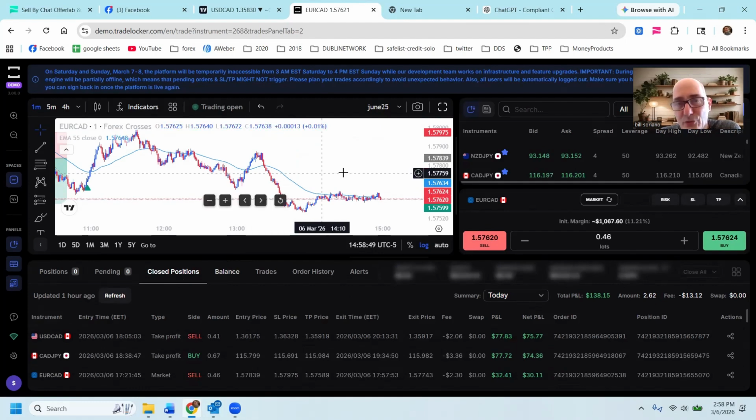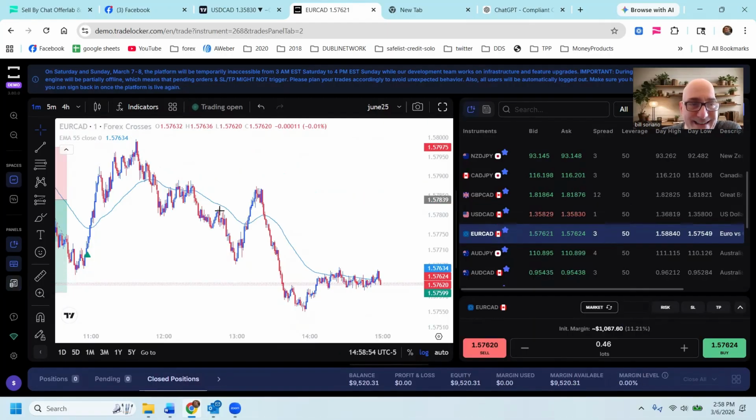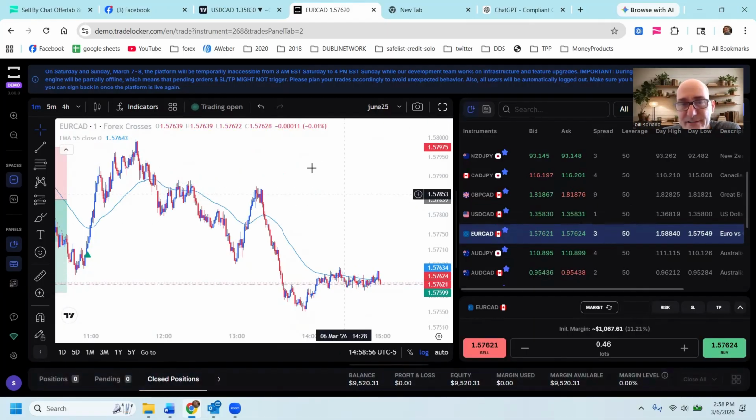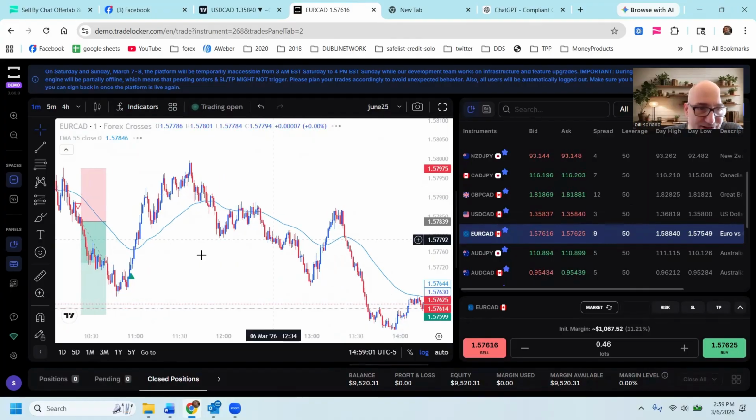And usually I don't do that. And I told you guys not to do that. You're supposed to hold them. But every once in a while, I see some type of price action that tells me that there is no reason to stay in this trade.